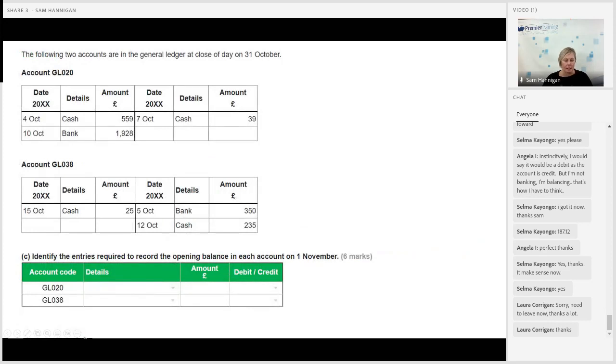And then it's just asking you on this one, the following two accounts are in the general ledger at the close at 31st of October. And then it says identify, and this is the good bit, opening balance at 1st of November. So that's your balance brought down at 1st of November. So all you'd do is you'd balance it off. Your carried down will go on that side. So you'll bring it down on here and you'd do the same.